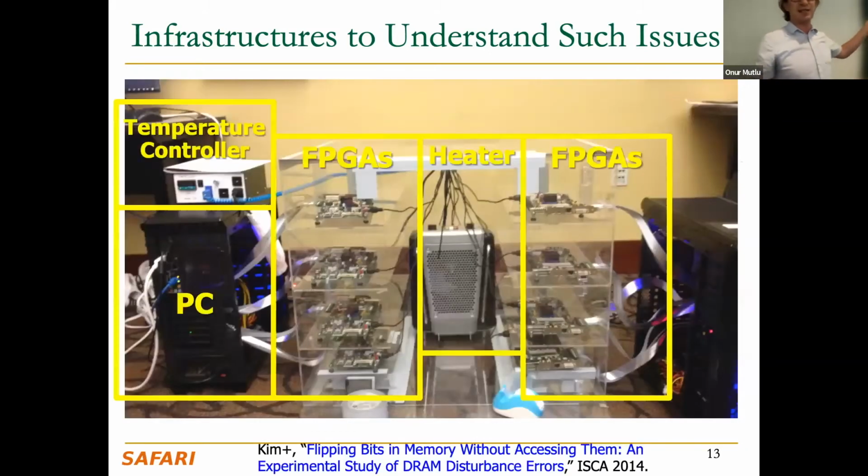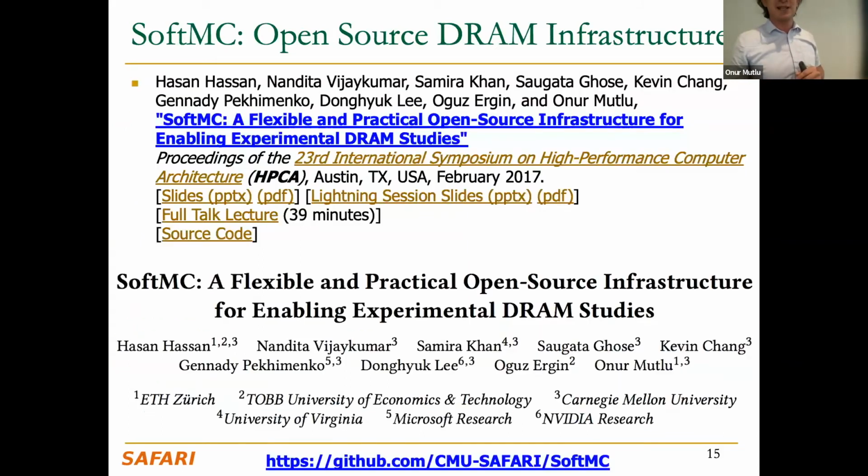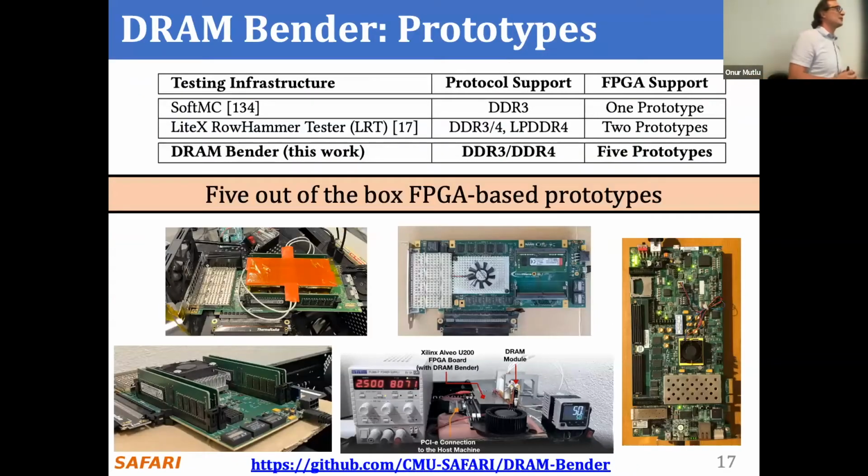And this is the infrastructure that we use to do a lot of the RowHammer studies. We open sourced it in 2017. And more recently, we actually open sourced a newer version of it in 2022 that can test DDR4 chips. If people are interested in actually doing studies on DRAM, we'd be happy to support it. We've been supporting people to do that.